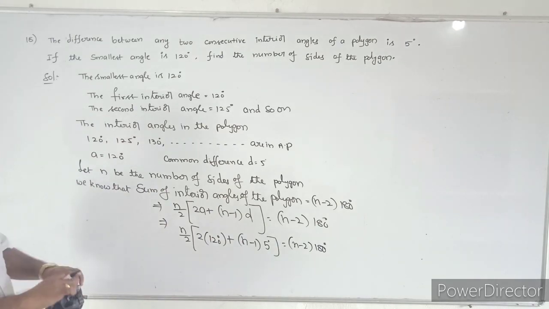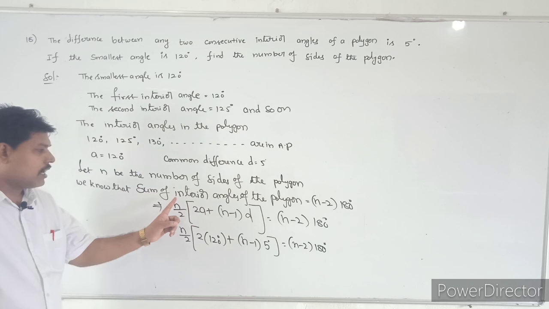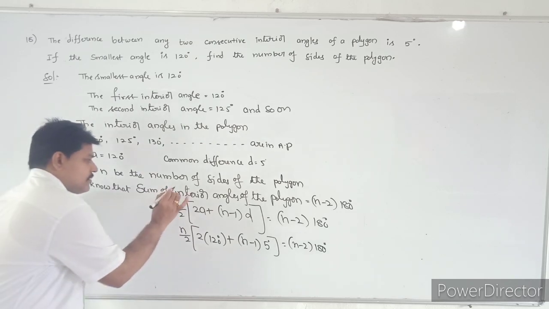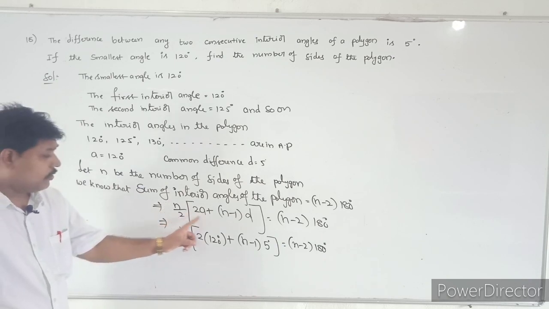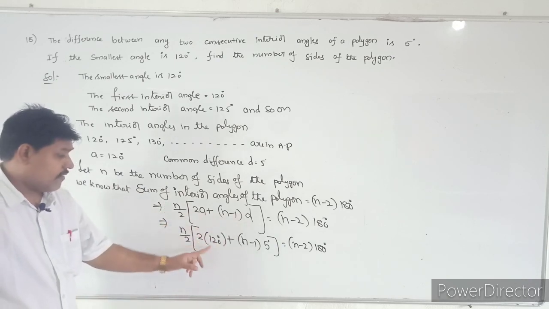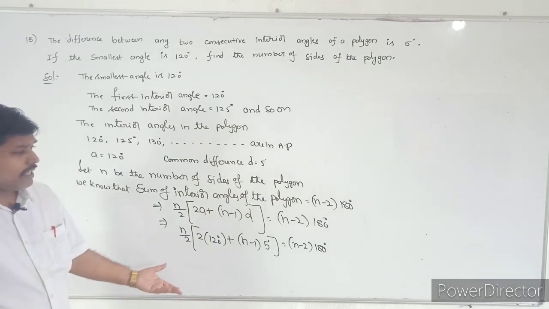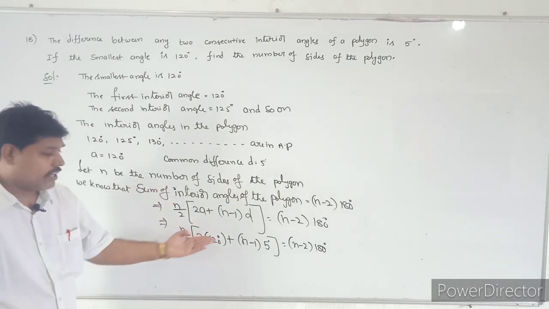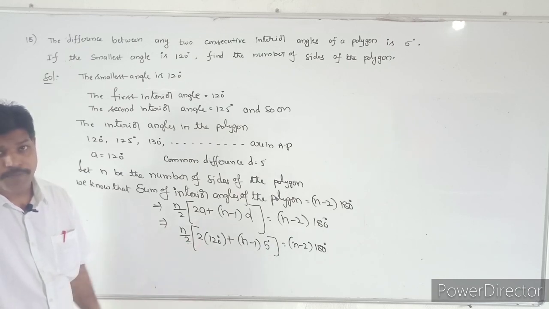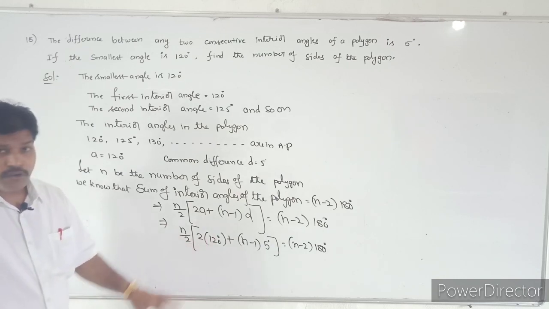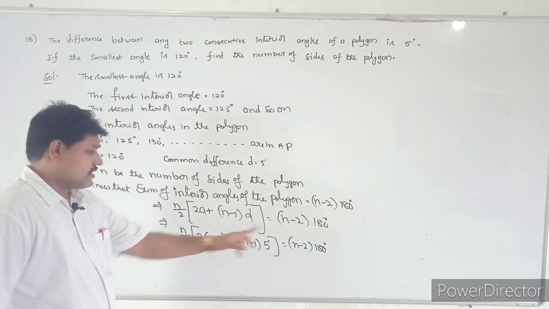So here the sum of interior angles of the polygon is (n minus 2) into 180. But we already know the formula, sum of interior angles of the polygon is n by 2 into (2a plus (n minus 1) into d). So a value is 120 degrees and d value is 5 degrees. Here they are asking the number of sides, so we can remove the degrees, nothing will happen. Why? Because the number of angles and the number of sides are both the same. So remove that degrees here and take this 2 to that side. What happens?